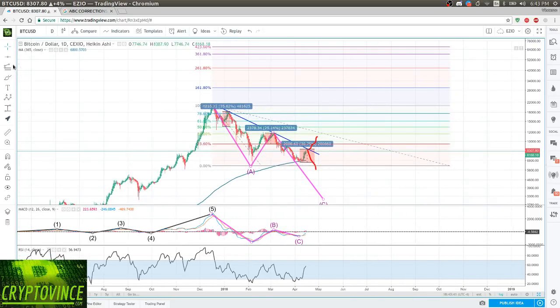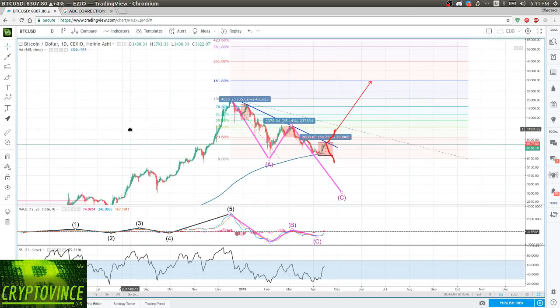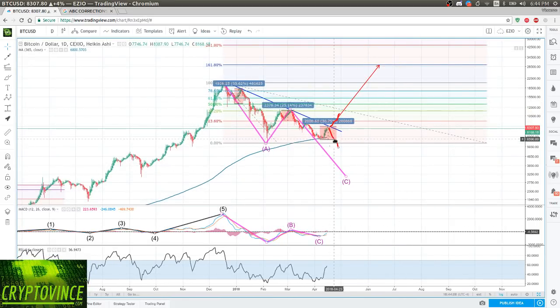Of course, before arriving there, we need to arrive at, how much is this? 29, between 30 and 25k. That will be the next pump if we break that resistance, right? Now this is one of the cases. Of course, if we go down, chances are 50-50, to be honest.